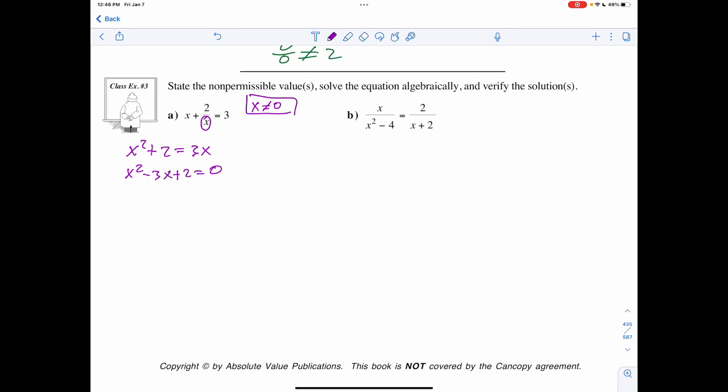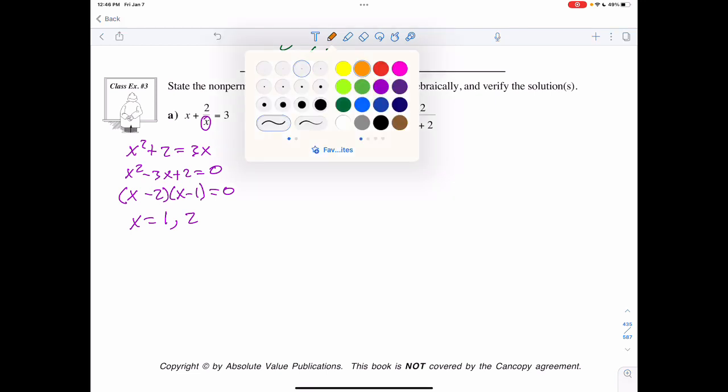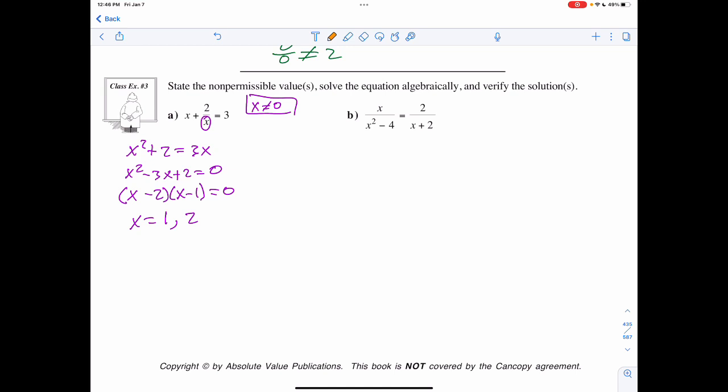Now I'm going to solve this by factoring again because I can. And I'm going to get x minus 2 and x minus 1 is equal to 0. And x is either equal to 1 or 2. Now, neither of those are non-permissible values, so theoretically they should both work. So I'm going to double check.